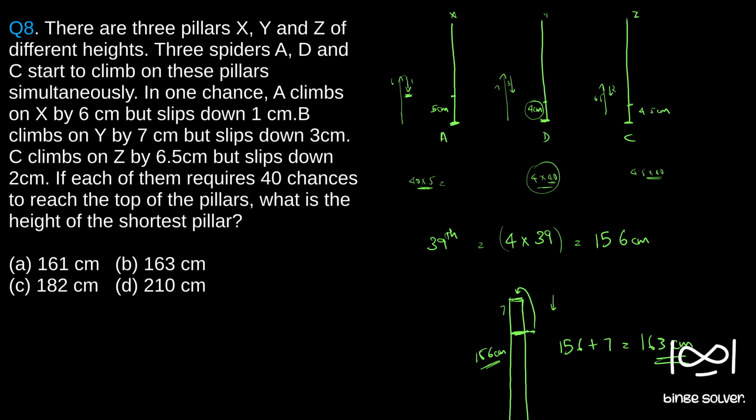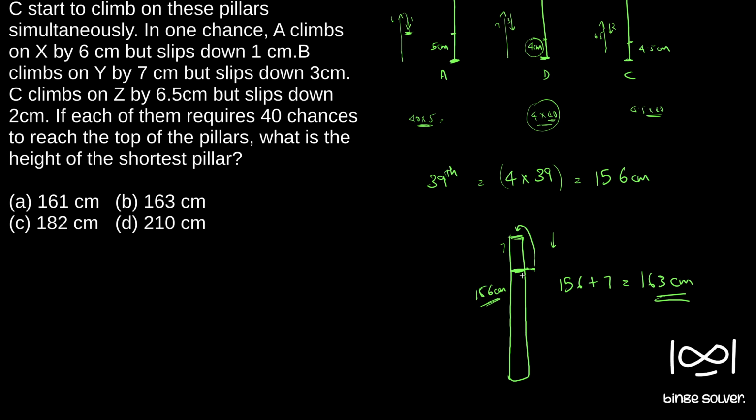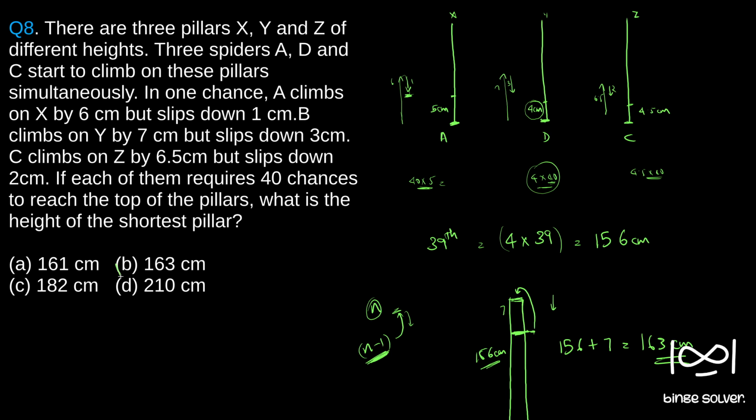We won't make a mistake like that, but still, to find the correct answer, the procedure we have to follow is, if we take n steps, we consider n minus 1 steps and see how much distance it has covered, and in the last jump we say it is not slipping down as it reached the top. So the same concept we used. 156 centimeters is the distance the spider has traveled in 39 jumps, and then in the last jump it covers 7 centimeters and reaches the top. It is not slipping down. So 156 plus 7, 163 is the answer. So the solution to question 8 is B, 163.